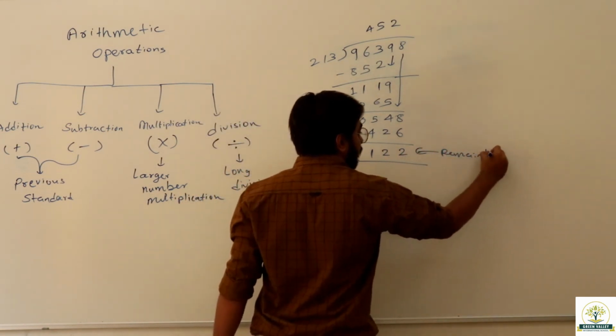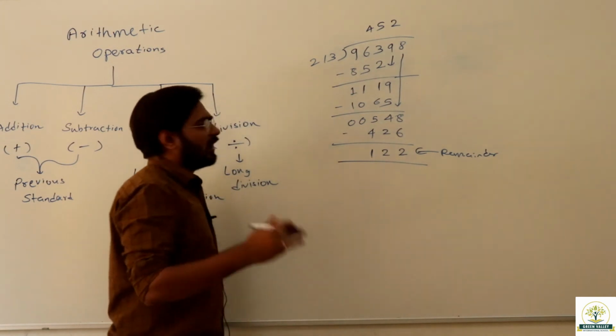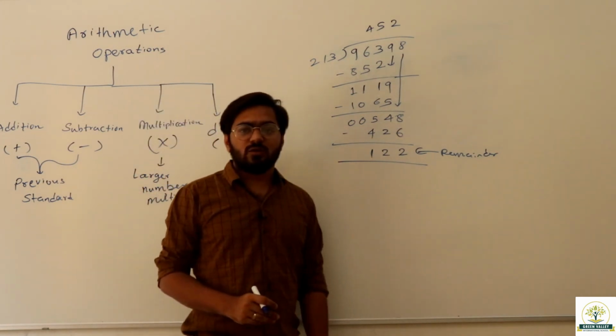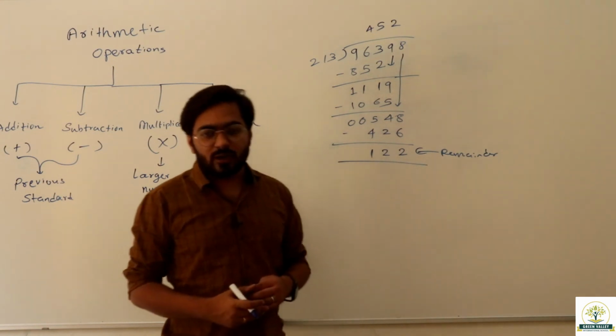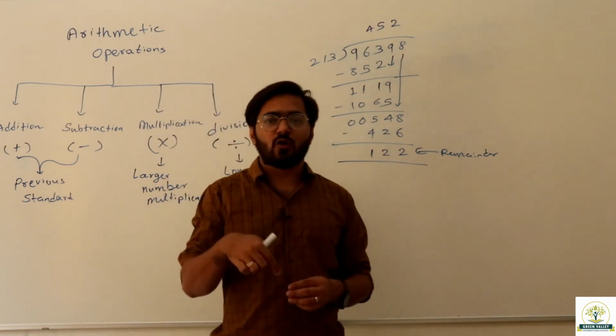This is called long division or division of larger numbers. Understood? You can solve a remaining example on your own and you can post the doubts in the comment box.